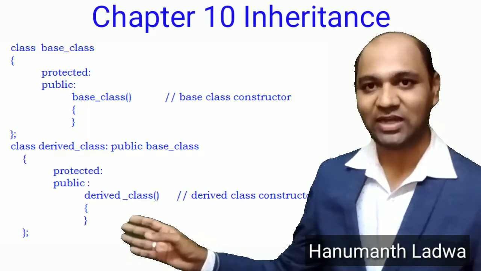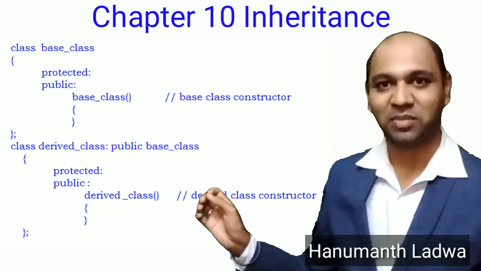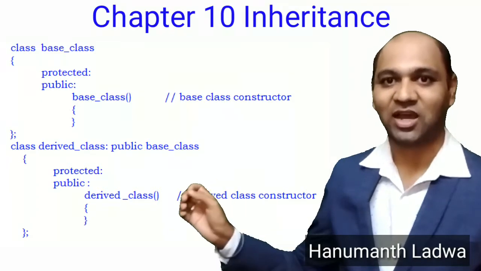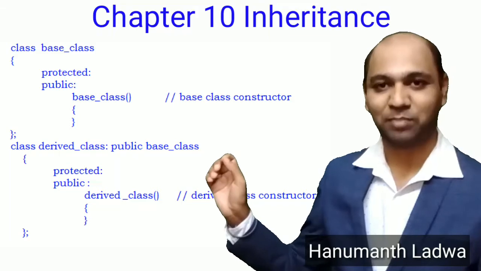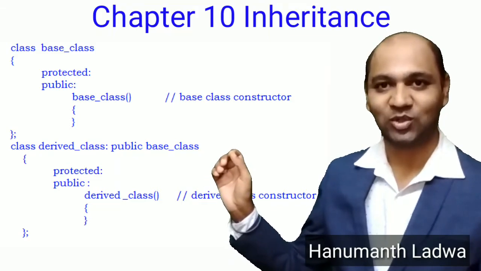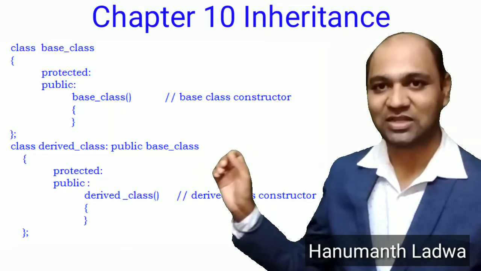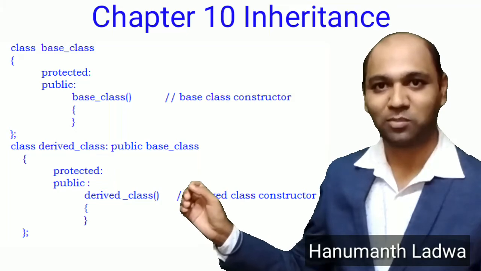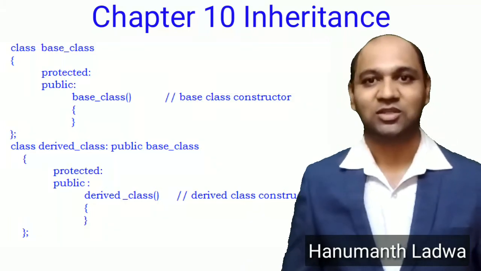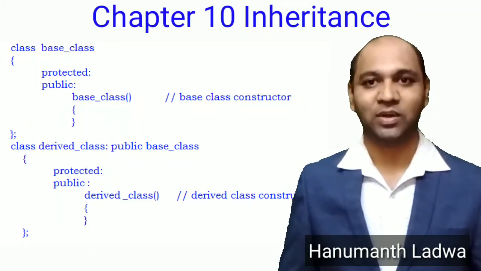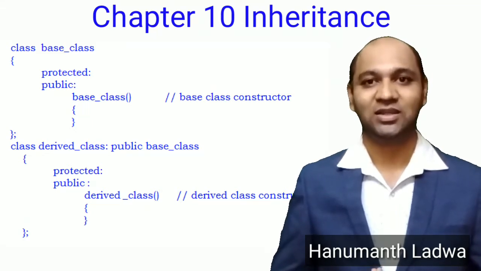Then we are going to write class derived class, put colon, then we'll write public base class, curly open brace, and then we are going to write protected colon and then public colon, and here we are going to write derived class. So it is a constructor in a derived class. So curly open and closing brace and put one more curly closing brace for termination of derived class and then put semicolon.